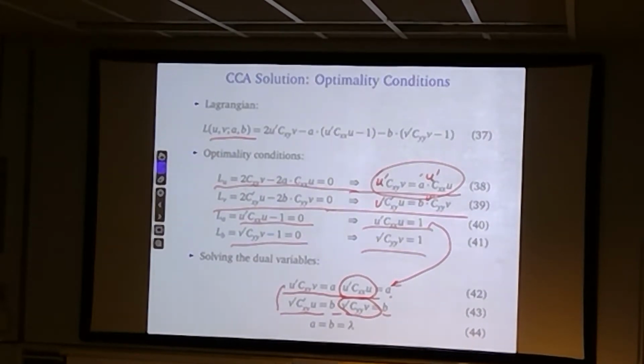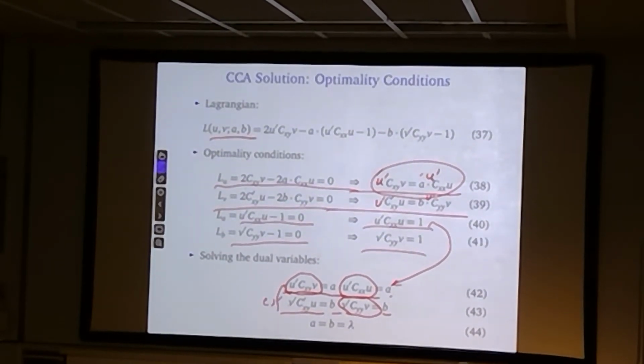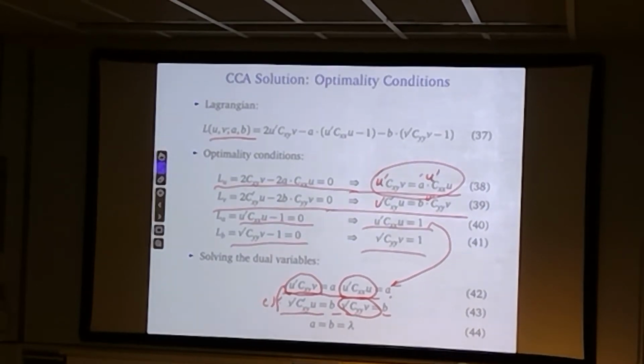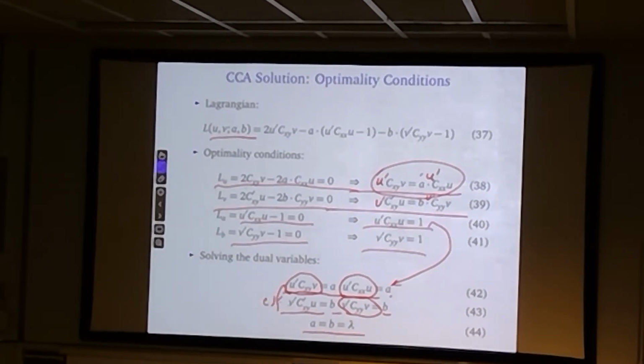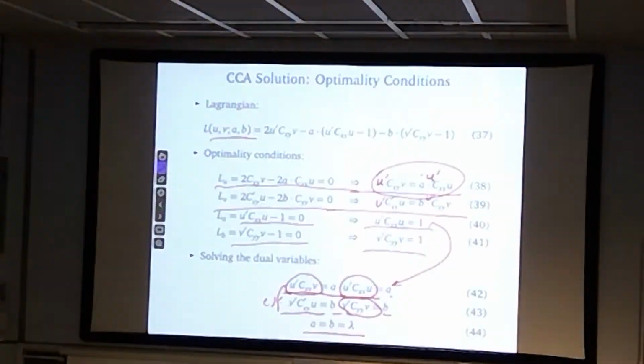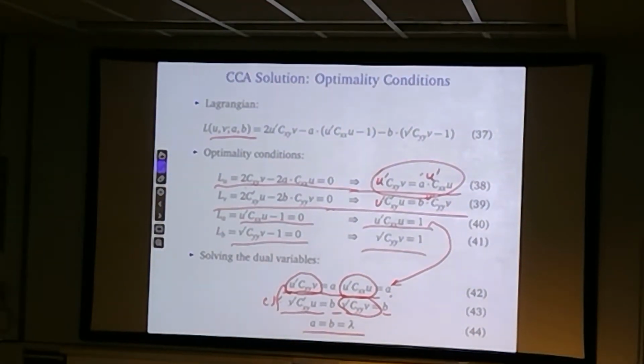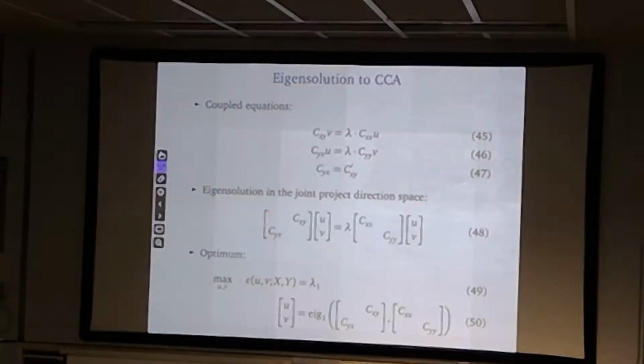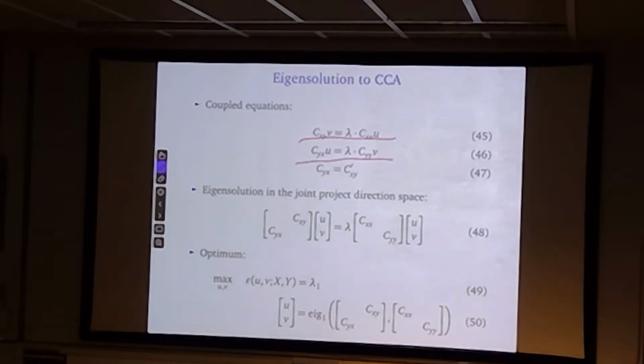Now, this is a quadratic form, it's a scalar. So this value is just a transpose of itself, it's a scalar, so they are identical. So then we show that A has to equal B, and now we just call it lambda. So now, if this is lambda, what do we have? According to this equation, Cxy V equals lambda Cxx U. Likewise, for the next equation, Cyx U equals lambda Cyy V.